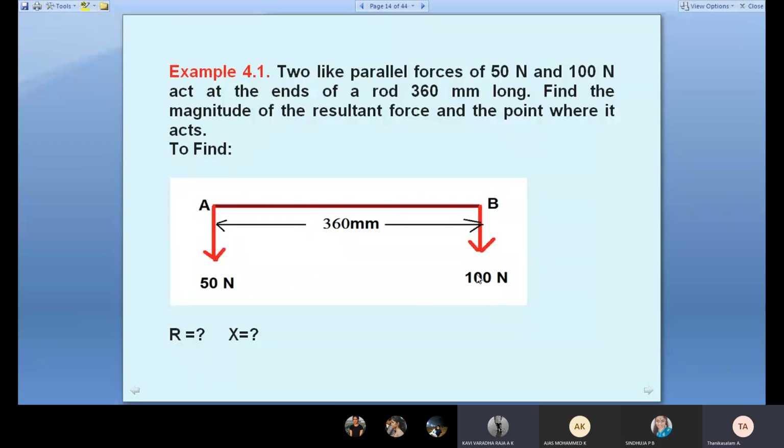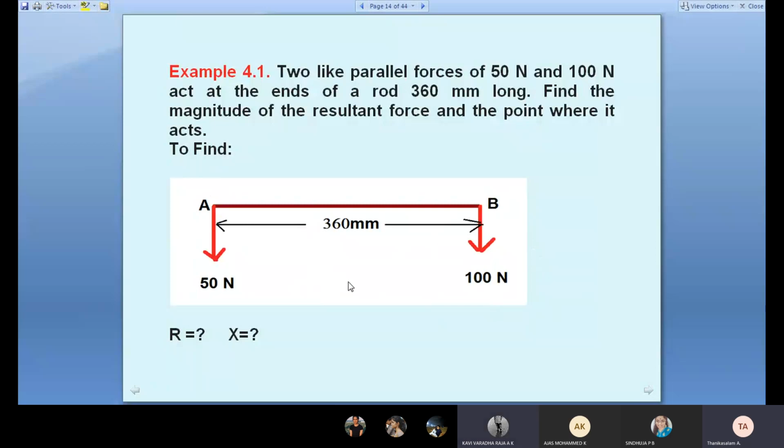Why have I drawn the 50 and 100 downward? Why can't we draw them upward? Generally, we can draw the force in the upward direction also, but naturally any force acts vertically down. If I put a book on the table, the weight acts downward. That's why I have taken downward, so the resultant force acts downwards.